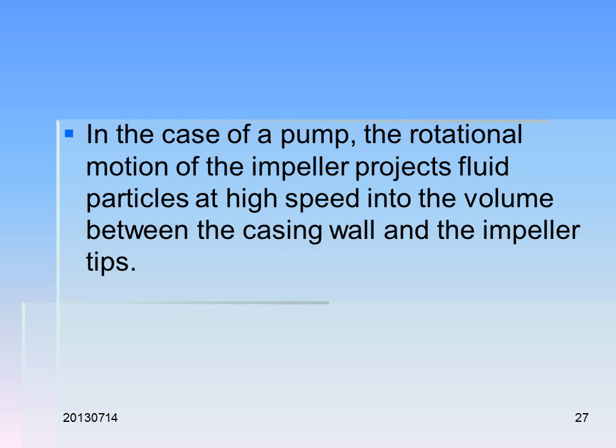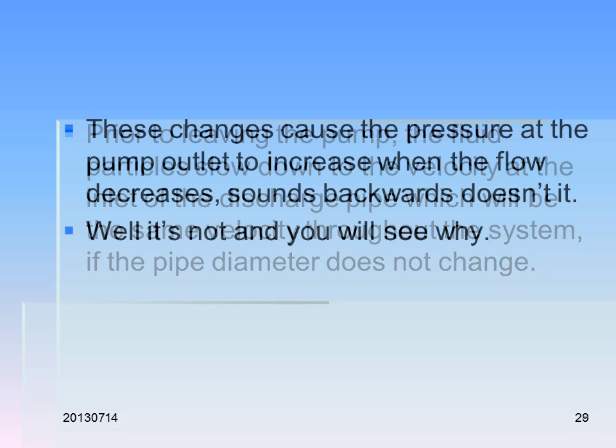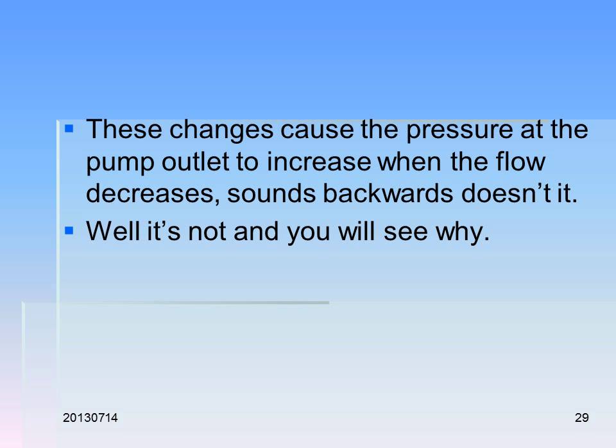In the case of a pump, the rotational motion of the impeller projects fluid at high speed into the volume between the casing wall and the impeller tips. This is the volute. Prior to leaving the pump, the fluid slows down to the velocity at the inlet of the discharge pipe, which will be the same velocity throughout the system if the pipe diameter does not change. You might want to think about that for a minute.